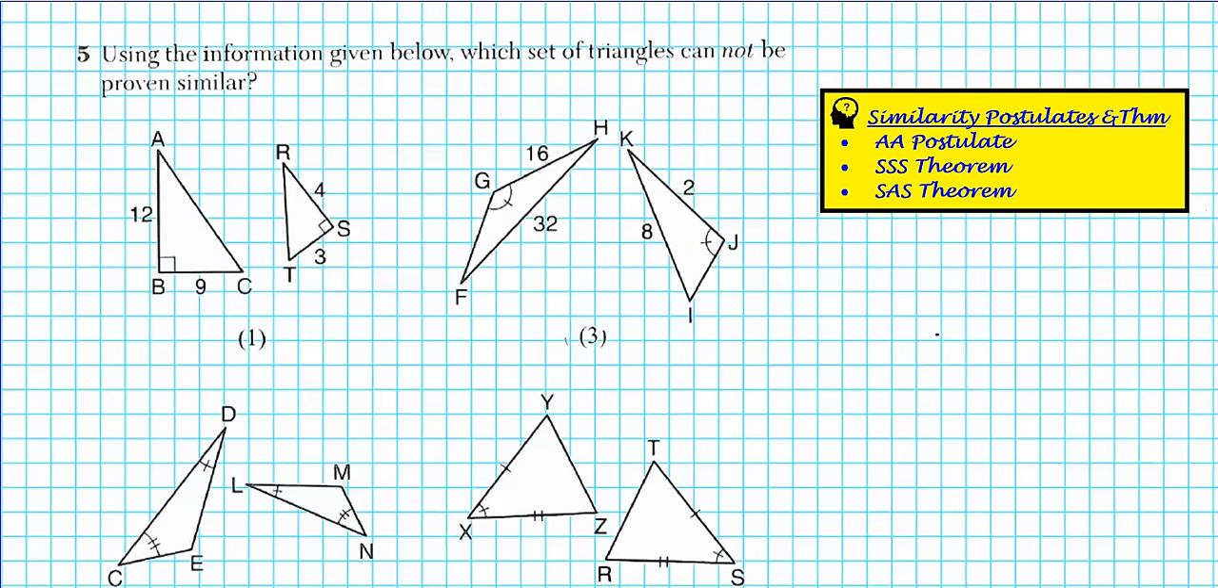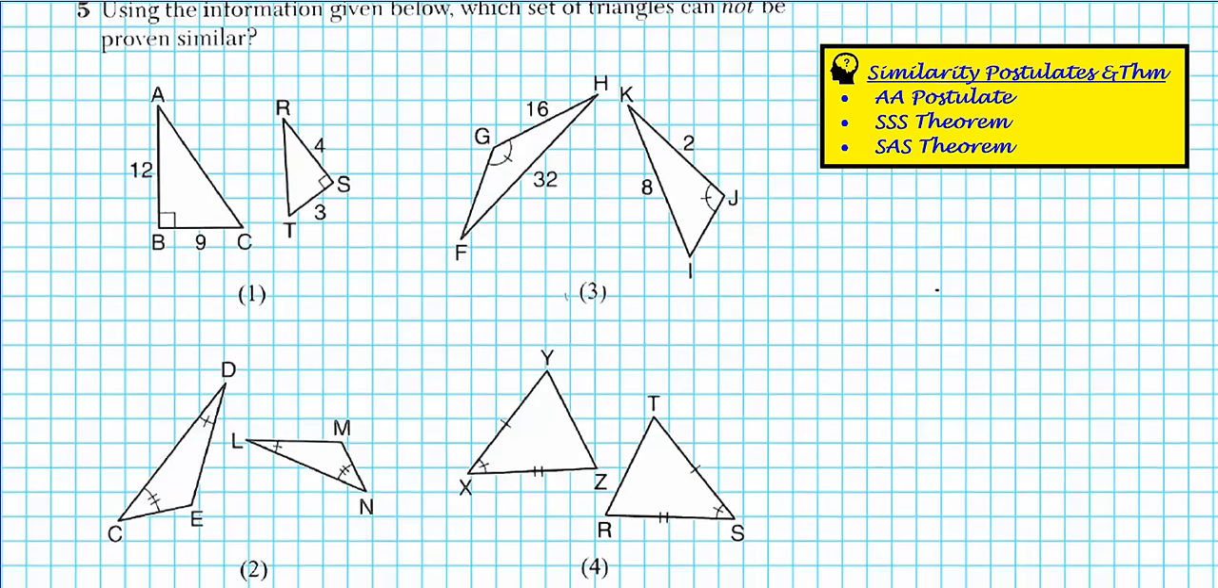Alright, let's take a look at question number 5. It says, using the information given below, which set of triangles cannot be proven similar? Alright, so one thing I would like you to recall concerning similarity is that there are 3 similarity postulates and theorems that you want to keep in mind for the Regents exam.